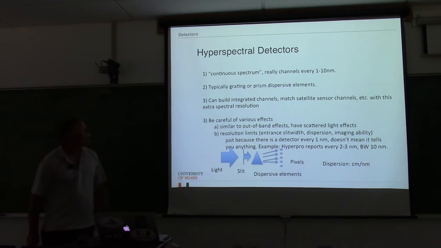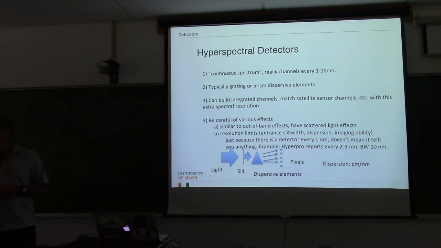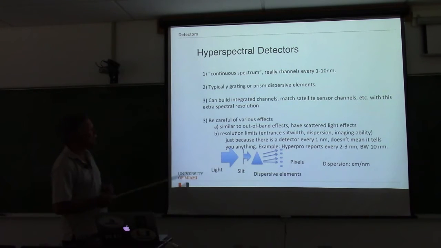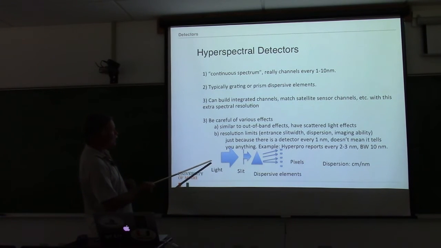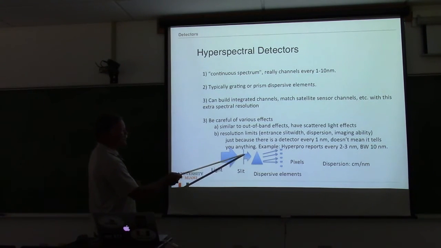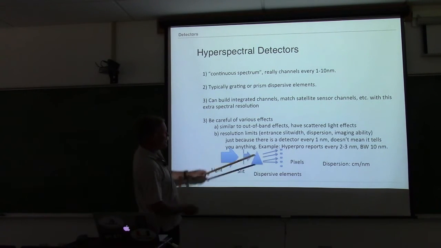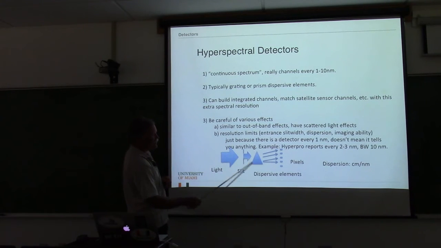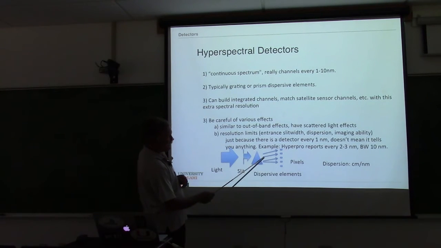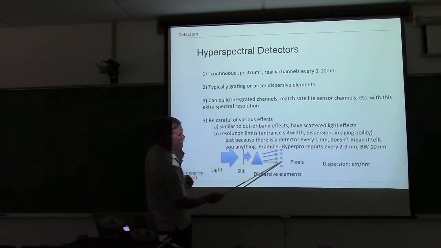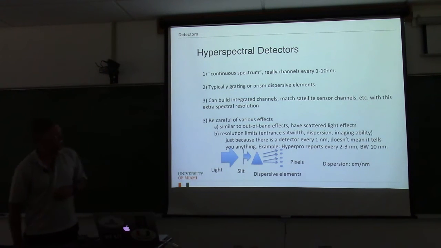Hyperspectral. Continuous spectrum, really it's channels every 1 to 10 nanometers. Typically you have a grating or a prism for dispersive elements. So you have light coming in, you have some sort of a slit that defines the geometry of the light coming into the detector, a dispersive element of some sort, and it spreads the light off as a function of wavelength into different places, and then you have different detectors picking up the different light wavelengths.